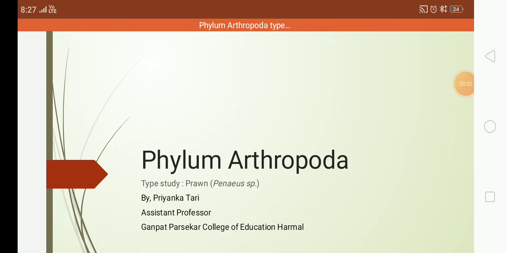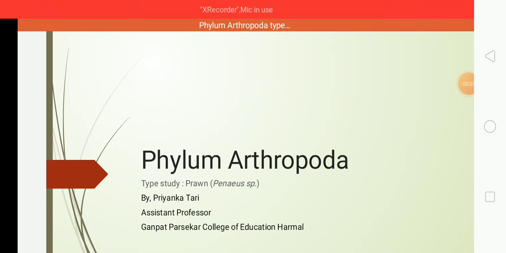Good morning, students. Today's lecture is about the typical appendages in prawns. In our last lecture, we studied the general characteristics of the prawn and their systematic position. So, in this lecture, we will study the different types of appendages.